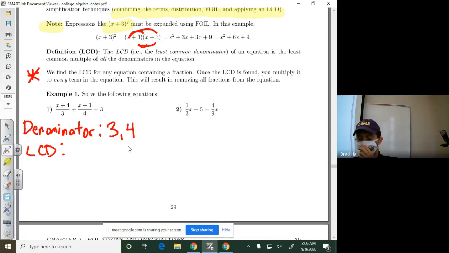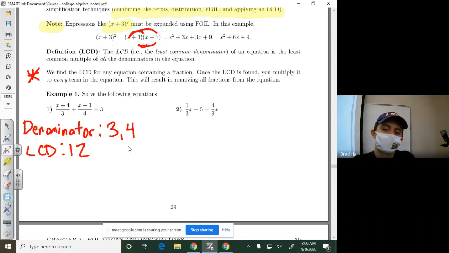So you could try to pick 6. 3 goes into 6 because 6 divided by 3 is a whole number, it's 2. But 4 does not go into 6 because 6 divided by 4 is not a whole number. When I say "go into," I just mean it's a division. So here the least common denominator ends up being 12.